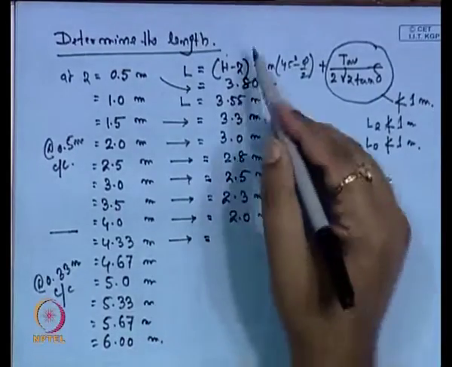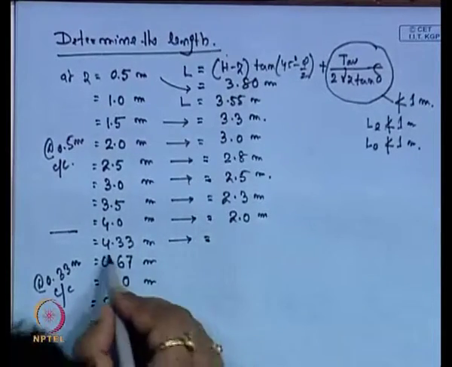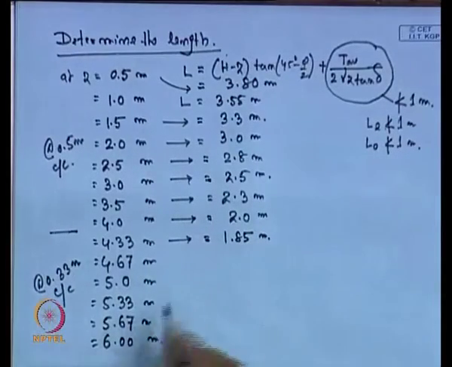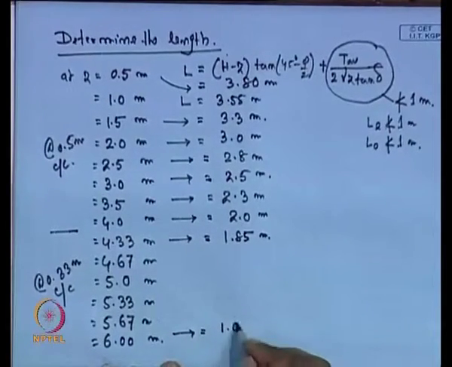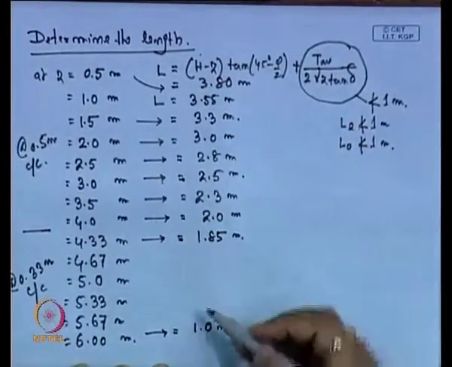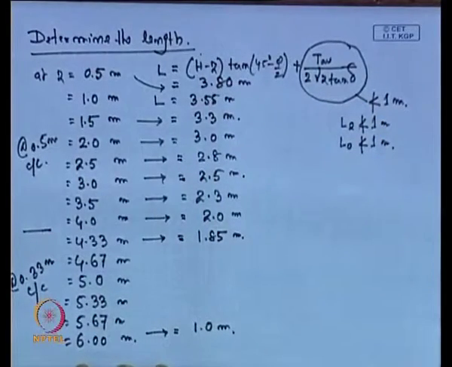So, these are the calculations at 0.5 meter, 1 meter, 1.5 meter, 2 meter, 2.5, 3 meter, 3.5, 4 meter. These are the requirements, and at 4.33 it is 1.85 meter, and then finally, at 6 meter the required length is 1 meter. So, now we have to decide which length to use, because the length is varying from 3.8 meter to 1 meter. So, it is not uniform.